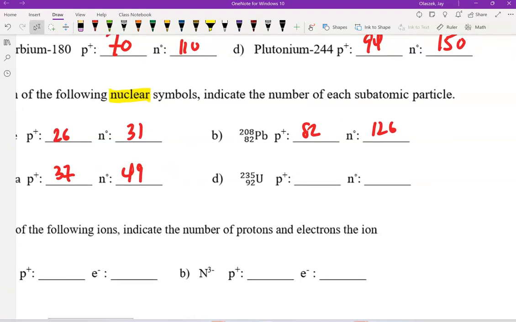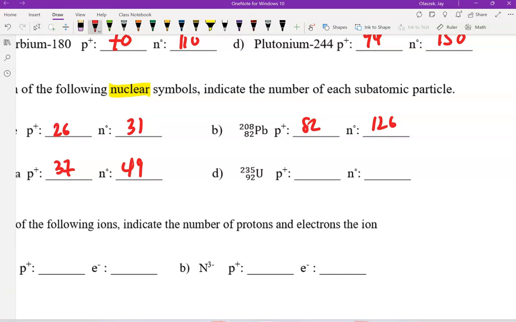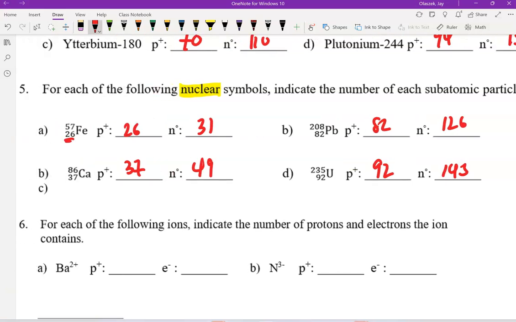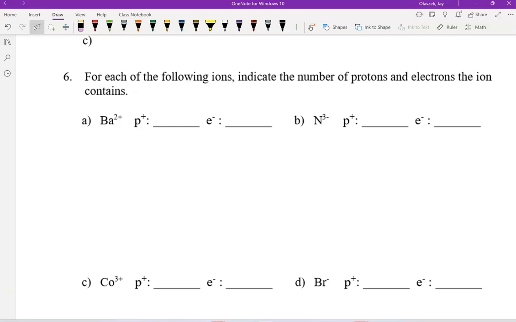Finally, uranium-235. Looks kind of familiar. We did that right up there. We have 92 protons, so we're going to subtract that protons from the atomic mass, and we get 143. Okay, these last four are dealing with what we call ions. Ions are atoms with charge.